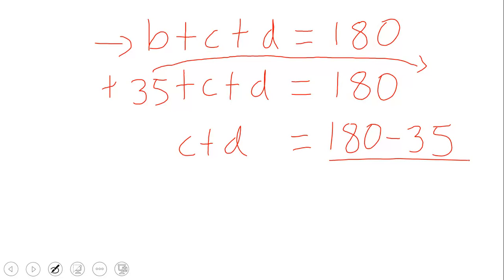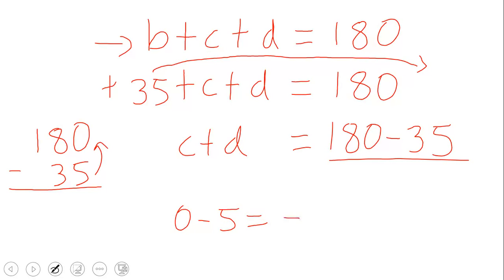Let us perform the subtraction. So we have 180 minus 35. We begin with the first column, and we say 0 minus 5. But 0 minus 5 will give us a negative number, and we do not want any negative numbers in our answer. So we go over to our next door neighbor and borrow 1. So we consider 8 minus 1. 8 minus 1 is indeed 7, and we put the 1 on top here.